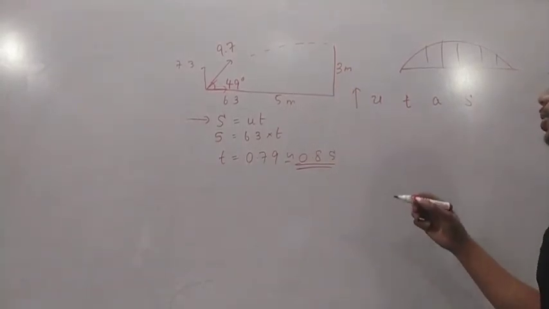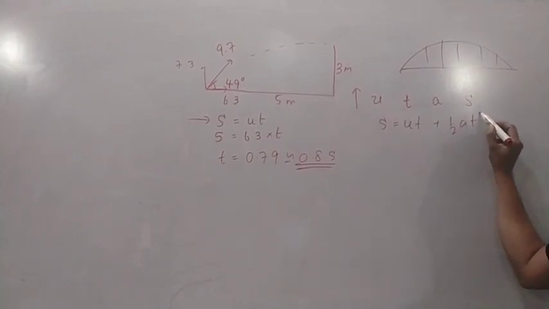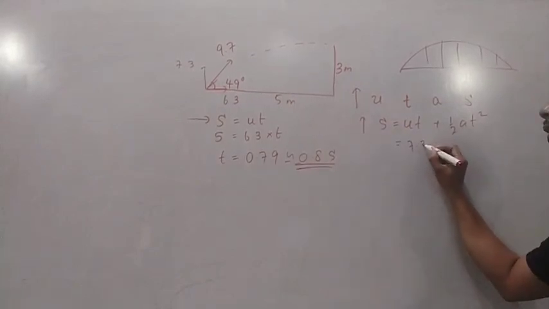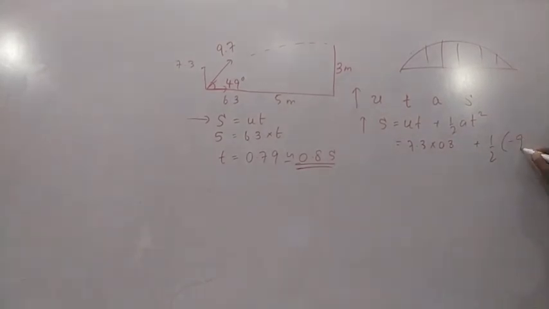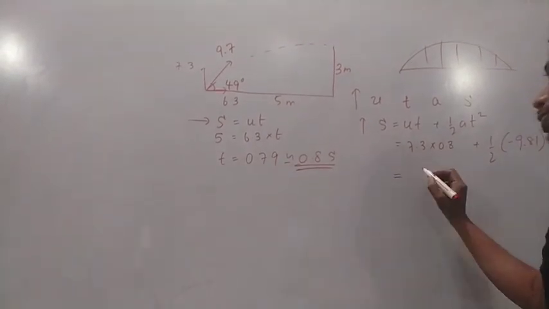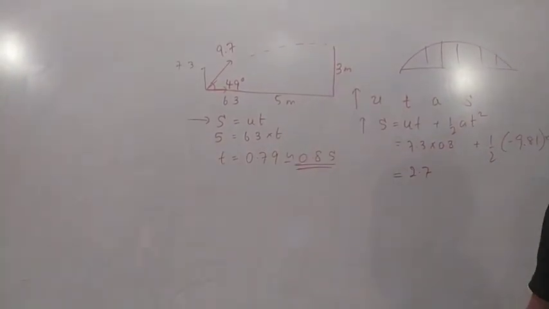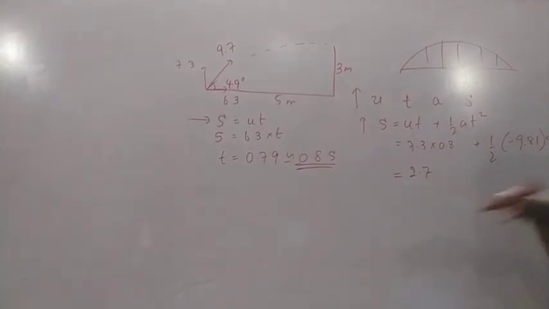So what is the equation? S equals ut plus half at squared, upwards. 7.3 times the time 0.8, plus half into, now going upwards, minus 9.81 times 0.8 squared. What do you get for the height? It comes to 2.7. So that means at this point the height of the ball is only 2.7, so it does not go above the wall.